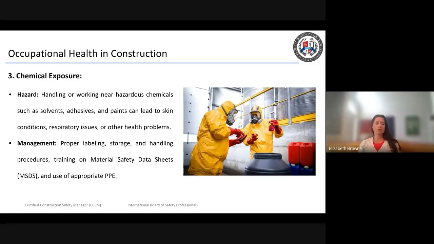Chemicals exposure. So if workers are handling or working near hazardous chemicals such as solvents, adhesives, paints, these can lead to skin conditions, respiratory issues, and other health problems. We want to make sure that all of those containers are properly labeled, that they're being stored in the proper manner and handled per the procedures found on the safety data sheet, and that they're using the personal protective equipment as prescribed by the manufacturer and found on the safety data sheet.